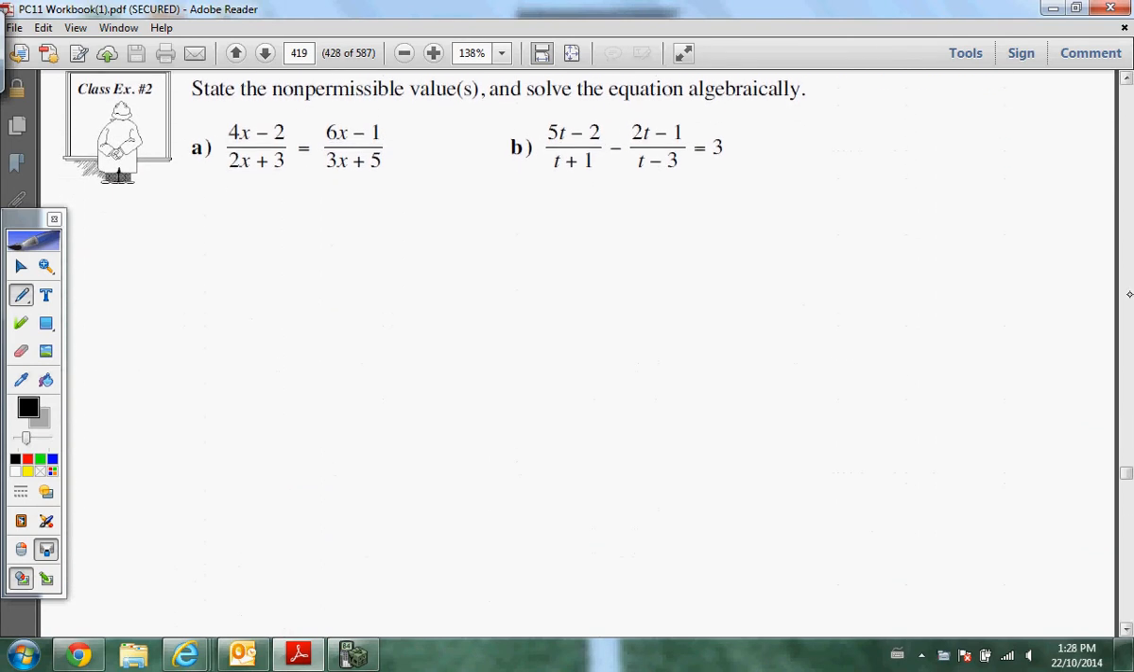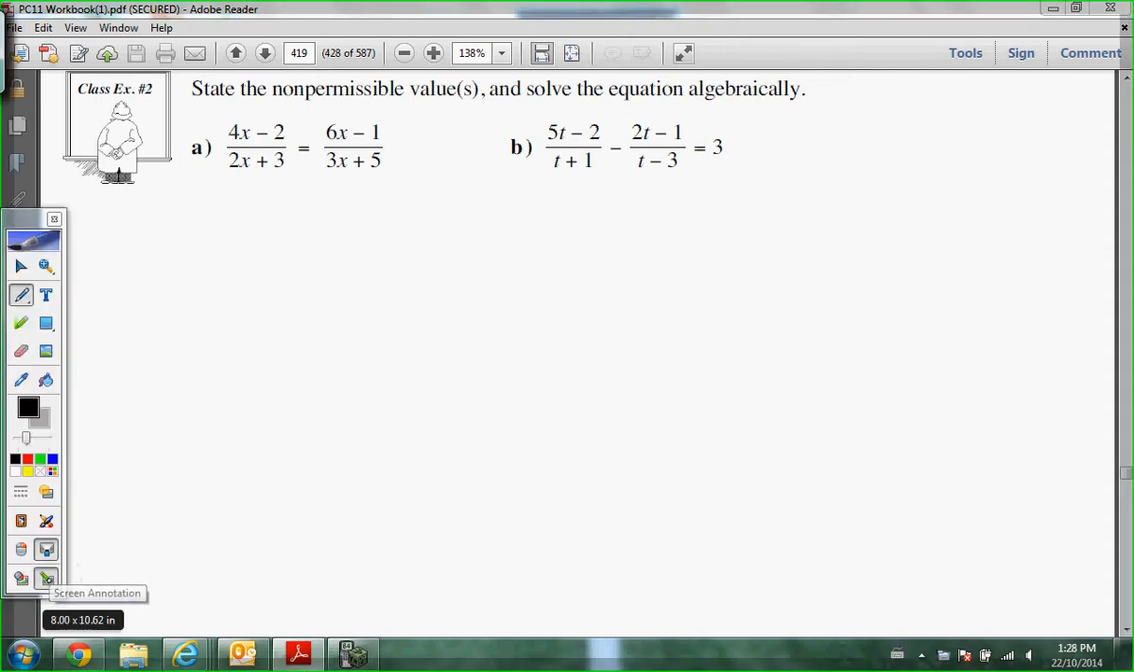All right, state the non-permissible values and solve algebraically. So we're working algebraically now. So let's say our non-permissibles first. Okay, so what is my non-permissibles here? What do you think, Kyle? What's one of them? Zero. For this guy? Nope. Zero is okay. Negative 3 over 2. So negative 3 over 2, and you got another one. Quinn, what's the other one? Okay, good.